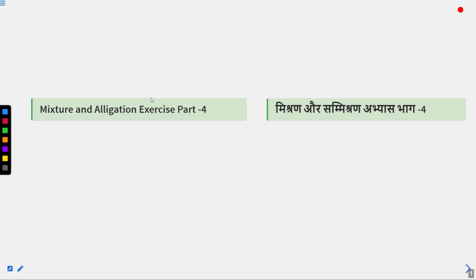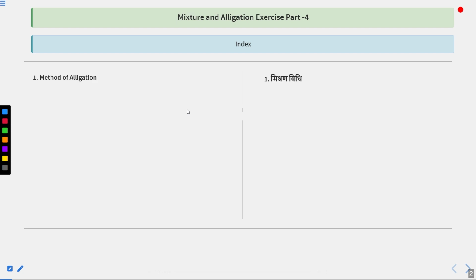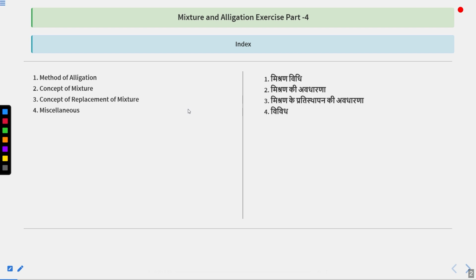Hello students, in today's class we are going to discuss Mixture and Alligation Exercise Part 4. Now see some indexes. First, method of alligation based questions, concept of mixture based questions, concept of replacement of mixture based questions, and then some miscellaneous questions, and then we will summarize today's lecture.